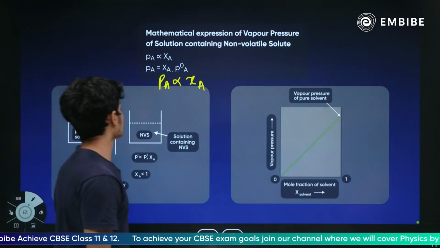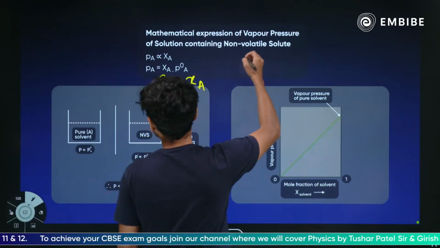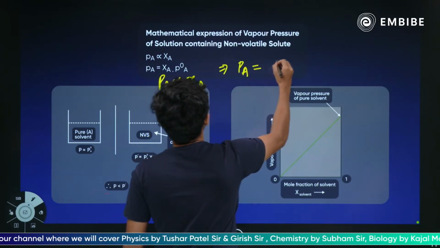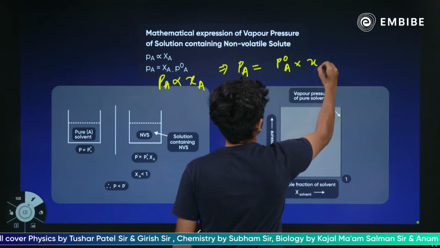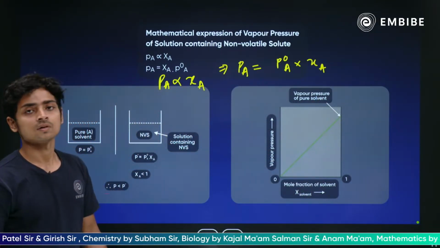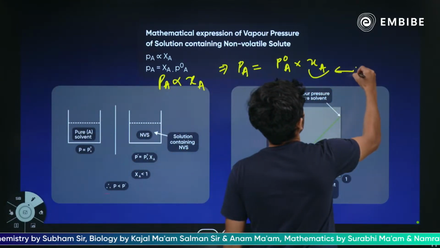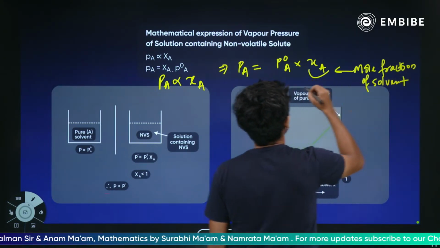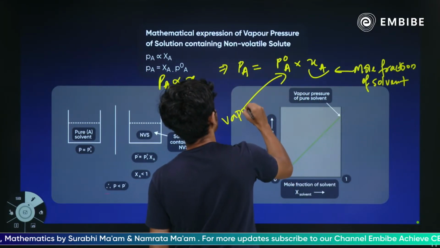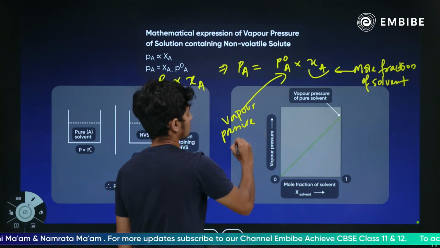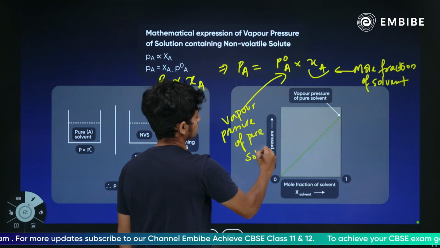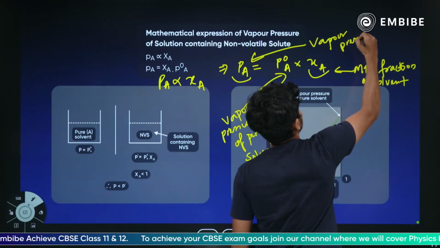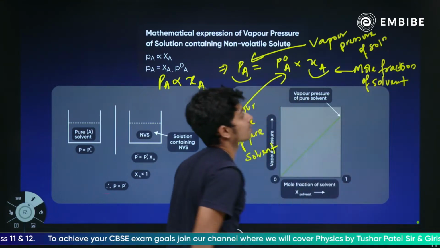Now if you equate it, the constant here will be PA equal to P naught A into xi of A. Here xi of A is your mole fraction of solvent, P naught A is the vapor pressure of pure solvent, and PA is the vapor pressure of the solution. So these are the 3 terms.